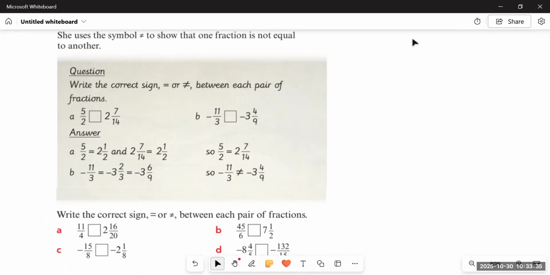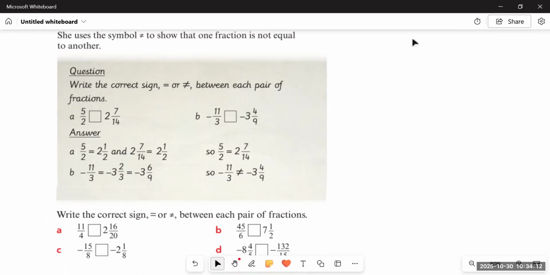It becomes 2 whole 1 over 2 and together it's equal because 2 whole 1 over 2 and 2 whole 1 over 2 are both equal to each other. But for part B, if we look at minus 11 over 3 and minus 3 whole 4 over 9, if we convert minus 3 whole 4 over 9 into improper fraction, it would become 3 nines are 27, 27 plus 4, minus 31 over 9. And then when we make minus 11 over 3 equivalent to this other one, it becomes minus 33 over 9. And in negative numbers, the number that seems to be greater is actually smaller. So out of minus 31 and minus 33, minus 33 is smaller. So in these two fractions, minus 11 over 3 would be greater and they are not equal to each other.